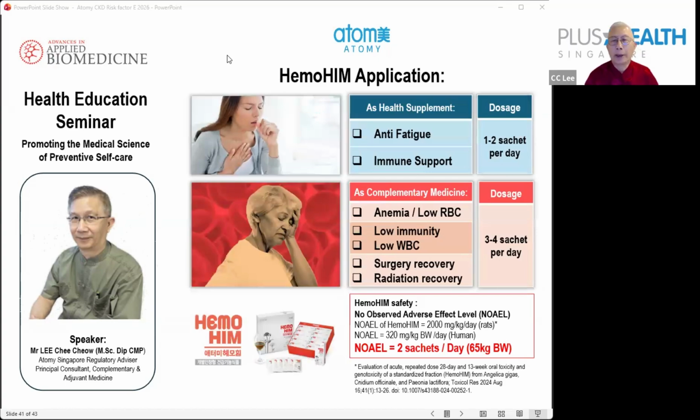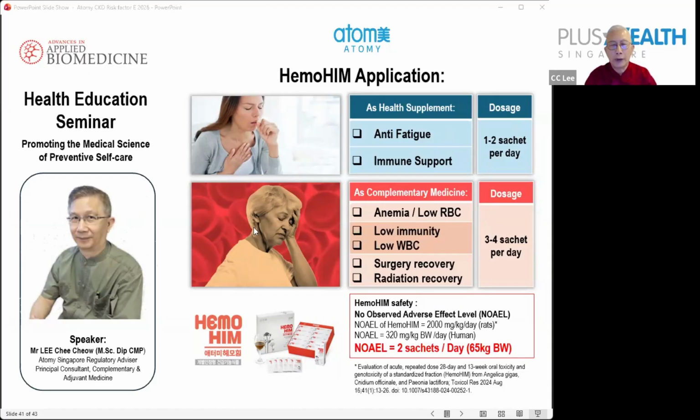So, hemohin application in the overall context: if you use hemohin as a supplement for optimal health maintenance, right, it is indicated for people suffering from fatigue and for immune support. That means you take hemohin when you are suffering from fatigue or you want to boost your immunity itself. The dosage is normally 1 to 2 sachets per day.